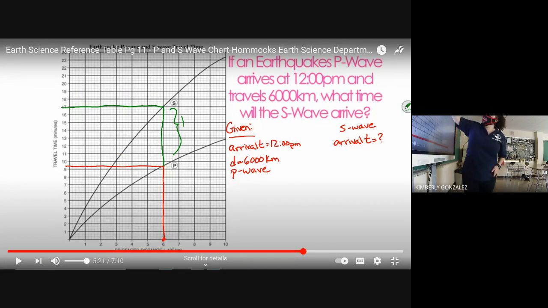This is the lag time. The lag time is the difference in travel time, or the difference in arrival times, between the S wave and the P wave. If it takes the P wave 9 minutes and 20 seconds to get there, and it takes the S wave a total of 17 minutes to get there, how many more minutes after 9 does it take the S wave to get there?